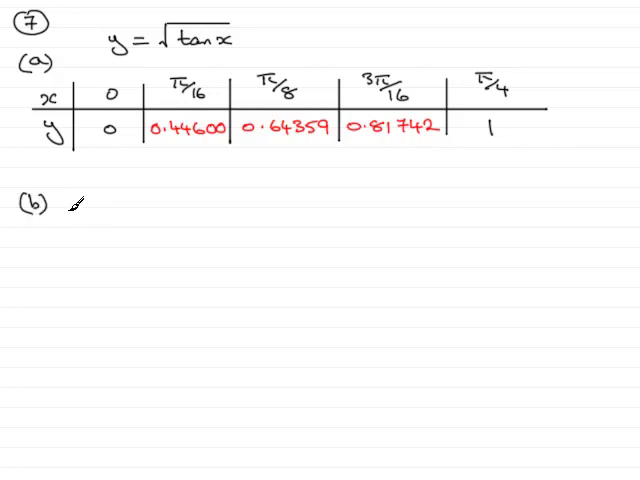what they wanted us to do is to find out the approximate area under the graph between the limits x is 0 and pi upon 4. And to do this, to find the area, if we were working it out exactly, we would have to work out the integral of y with respect to x, with x going, as I said, from 0 to pi upon 4. Alright?